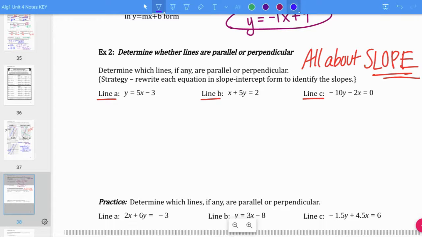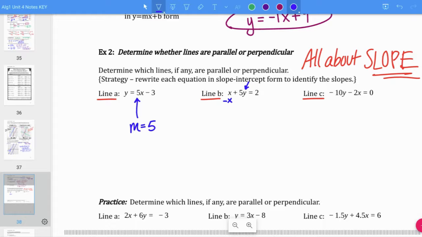So my first equation, y equals 5x minus 3, is in slope-intercept form, I can identify the slope right there. That has a slope of 5. Easy one. Already written in a way that I can identify it. Line B is not. Let's rearrange this into slope-intercept form so I can see what the slope is.